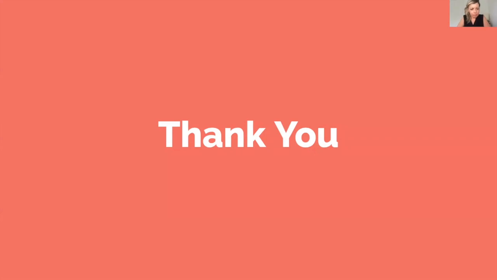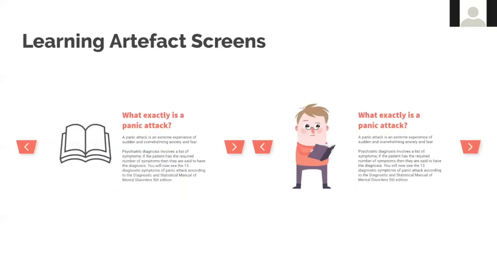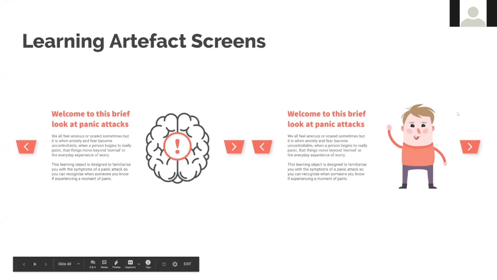Andrew, before you unshare your screen, could you just throw up your design work there, please? Okay, so this is what the user saw on the left and the right. So on the left here is the control group and here is the proof group.